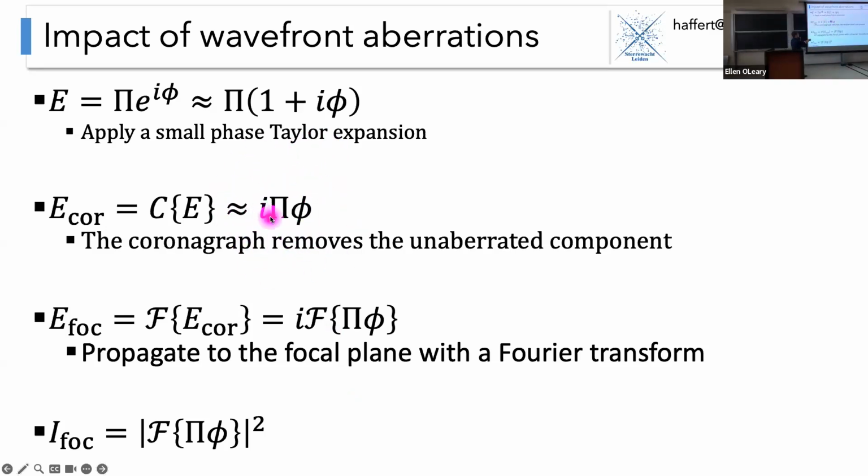So those are phase aberrations. But this is in the pupil. Then we do a Fourier transform, and what we get out in the end is just the Fourier transform of the pupil times the aberration, times i. But this is just a scalar, so it doesn't matter. And then in the end, our intensity in the focal plane is just the absolute value squared of the Fourier transform of our aberration across our pupil.